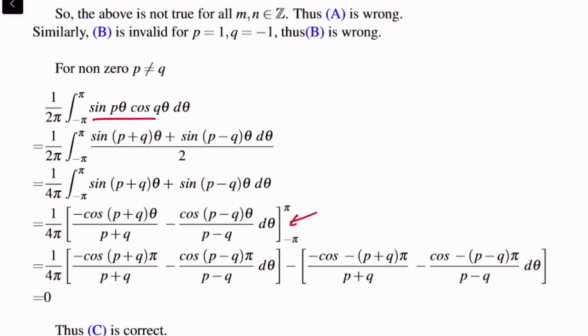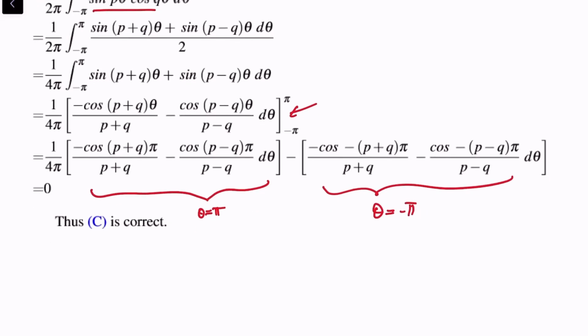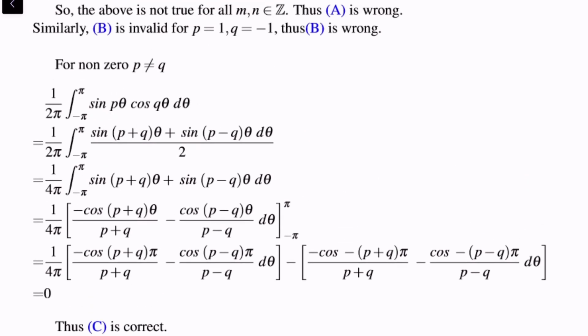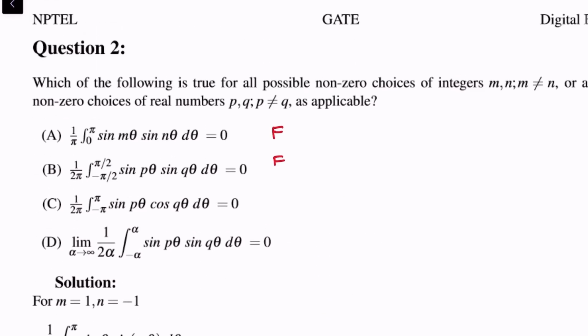And then applying the limits of the integration, we would just get pi here, theta equal to pi here, and theta equal to minus pi here, right? Which if you expand it, you will find that that is also equal to 0. And thus option C is correct. So we find our first true option.